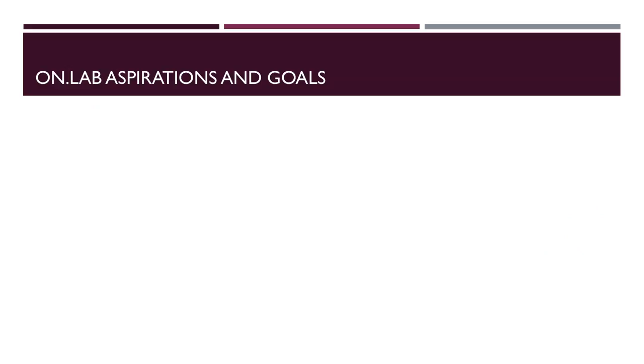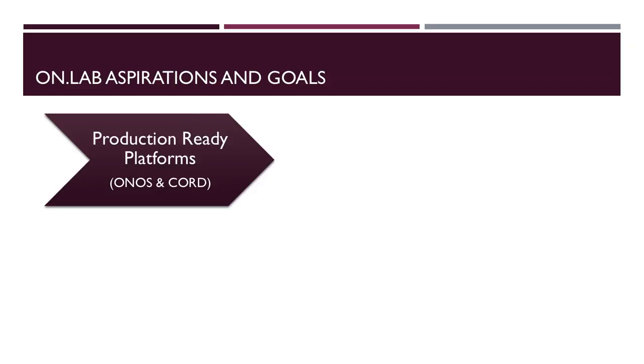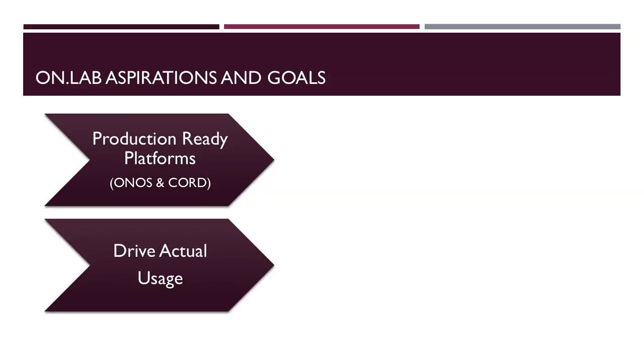Okay, so let's turn to what we are focused on, and how that intersects with this ambassadors program, the whole ecosystem building, and so forth. At the highest level, there are two major aspiration goals. We want to provide production-ready platforms. This is not a science experiment. This is not about writing papers. This is not about getting PhD degrees. It is about building production-ready platforms which actually get used. These are the two highest level goals, the most significant bits of our existence.